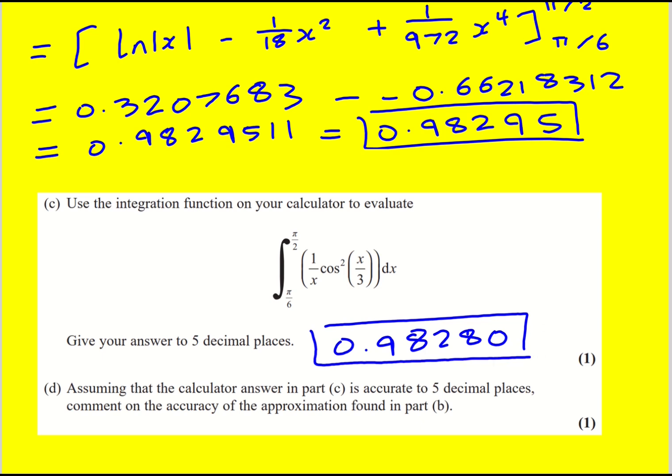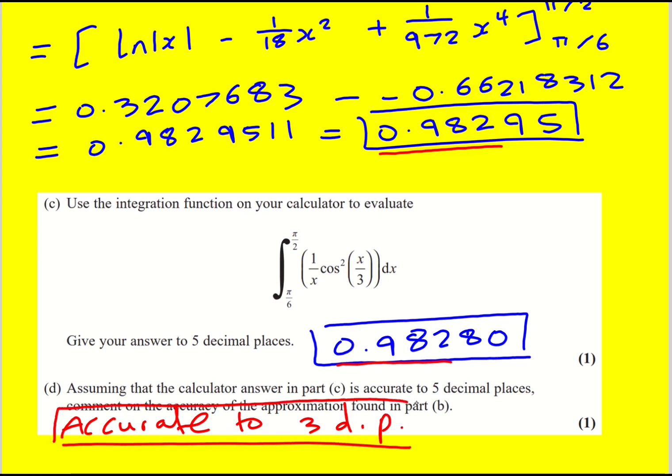And then assuming that the calculator answer in part C is accurate to 5 decimal places, comment on the accuracy of our approximation. So we can see that they agree up to here. They're going to agree to 3 decimal places. They would round to 0.983 each of them. So that's all we got to say. So pretty good, given that we just went up to x to the 4.